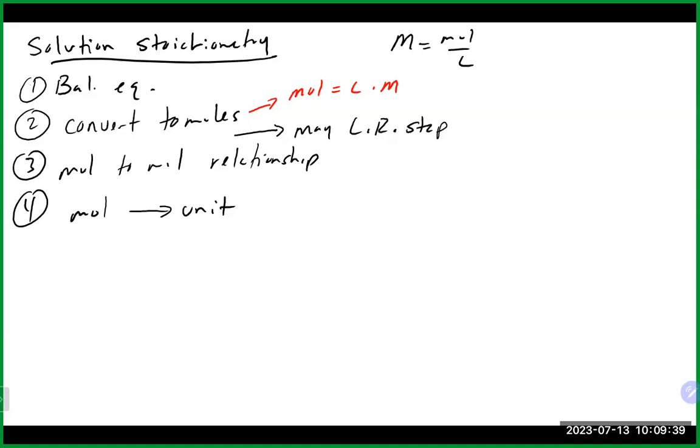The second place where it could be different is at the end here. So in a lot of examples up until this point, we had moles and we took moles to grams using the molar mass.